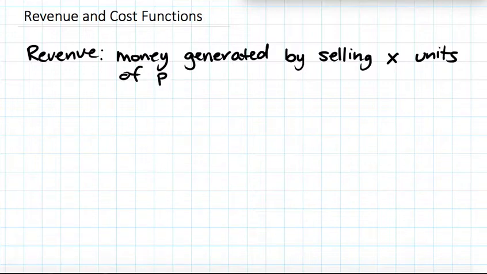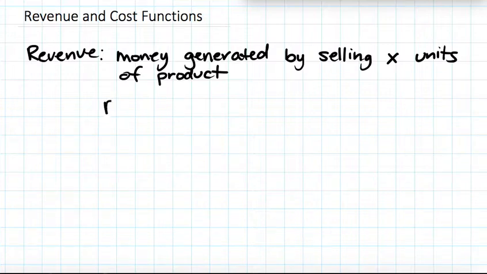It's really important when we're working with these functions to remember that X is the number of products that are made and sold. There is an underlying assumption here that we are selling everything that we make, which, as you know, for a real business is not necessarily going to be the case, but it makes the math simpler to work with. So X is the number of units of products that are being made and sold.